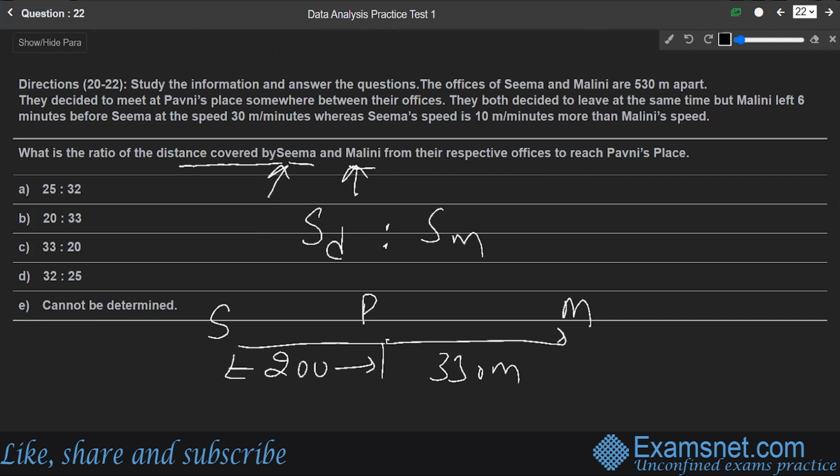So the distance covered by Seema to Malini is clearly 200 is to 330. If we simplify, this becomes 20 is to 33. Okay, so that is the exact ratio. 20 is to 33 is the right answer.